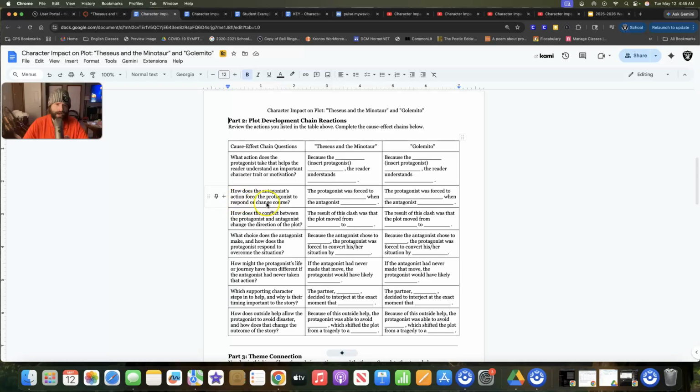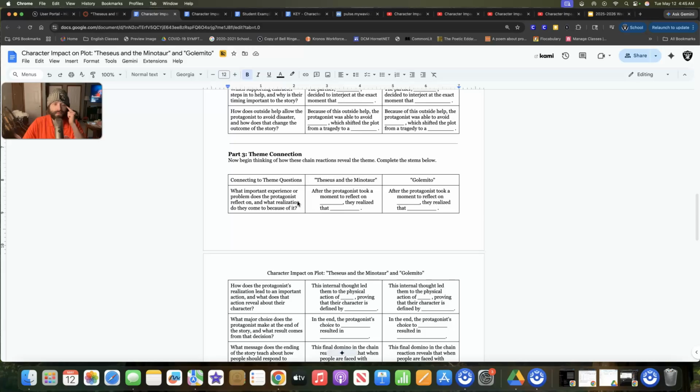So, how does the antagonist's action force the protagonist to respond and change course? The protagonist was forced to blank when the antagonist blanked. Like right here it says the protagonist responded. He changes course. So what does he do? How does he respond? And what did the antagonist do to cause him to respond? I think with these questions, it's easier to find what to put into these fill in the blanks. But if you don't need the questions, it was initially intended for you not to use them. And the same thing with theme.